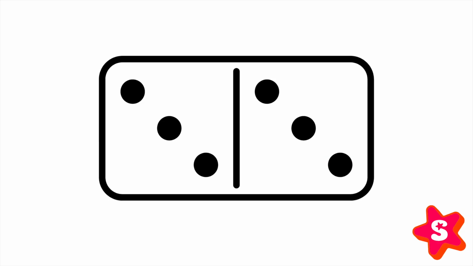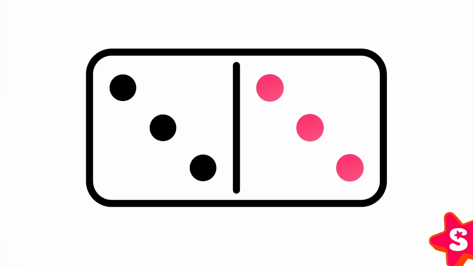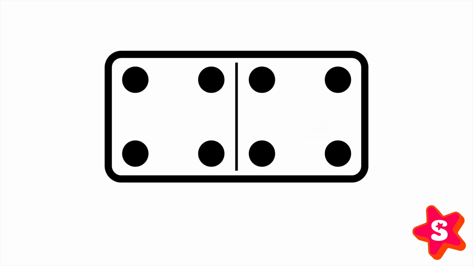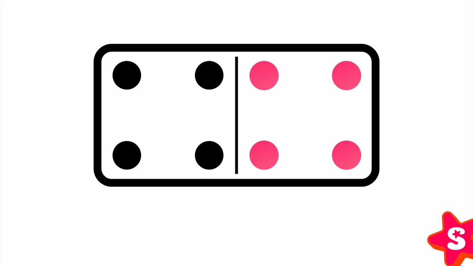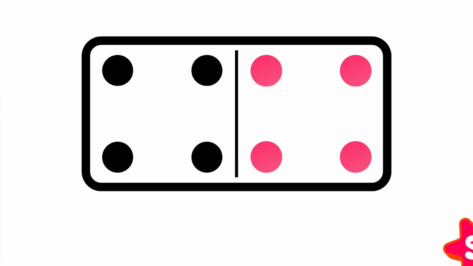What about this one? Now we can see 3. Let's keep counting. 3, 4, 5, 6. Yes! 3 and 3 is 6. Here we have 4. Now I know that dice dot pattern. I know that's 4 on the left. Let's keep counting. 5, 6, 7, 8. Yes! 4 and 4 is 8.